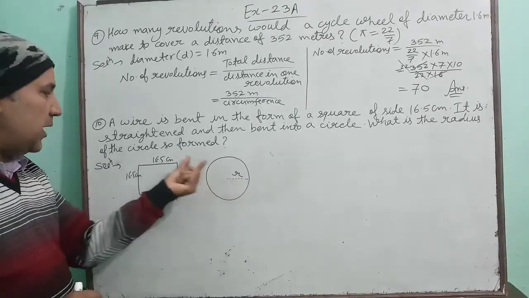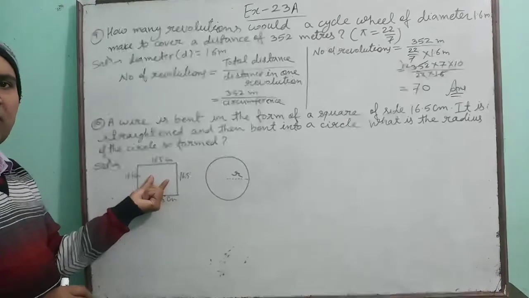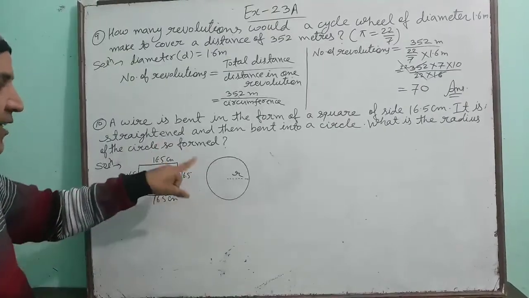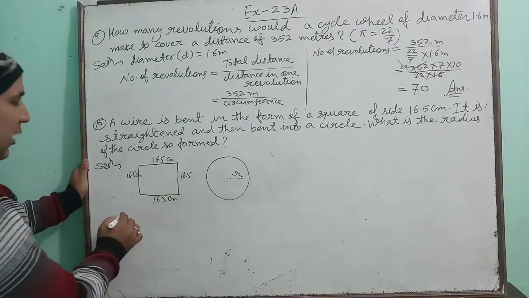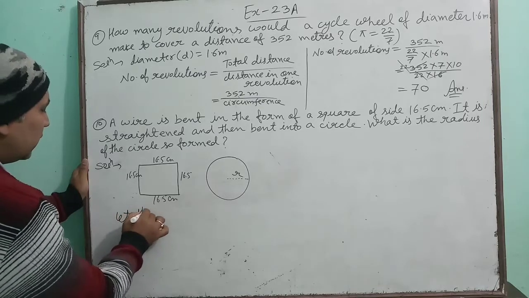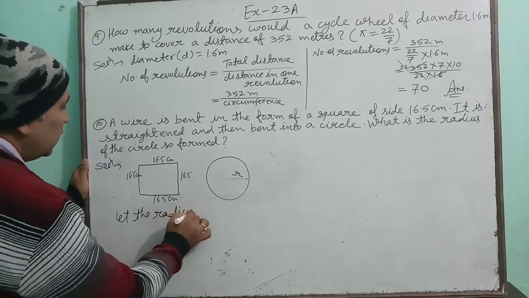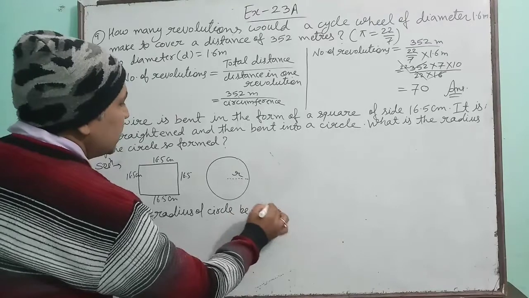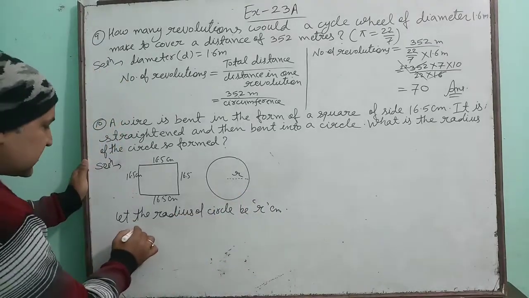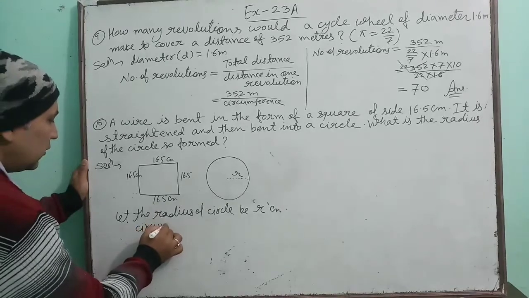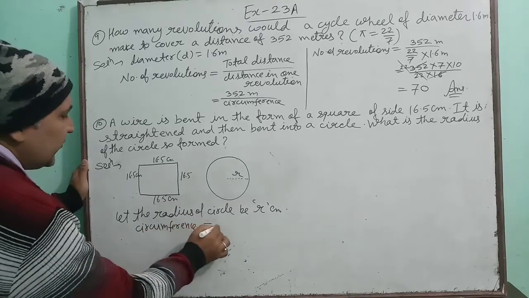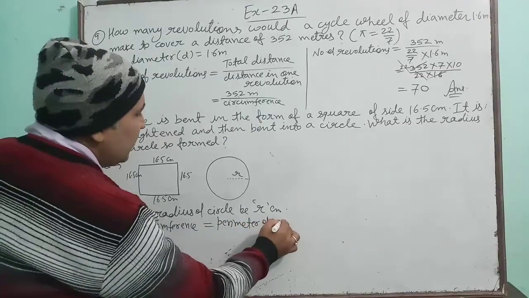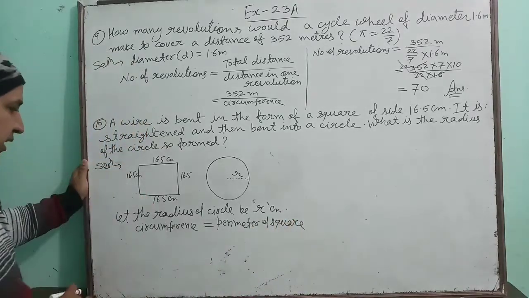Circumference of the circle is equal to perimeter of the square, because length of the wire is same in both the cases. The same wire is used to make the circle. So see how to solve. Let the radius of circle be r centimeter. Now what is the concept here? Circumference will be equal to perimeter of square. This is the concept here.